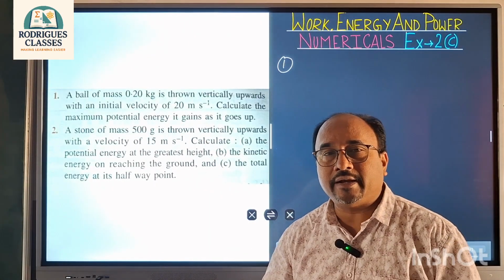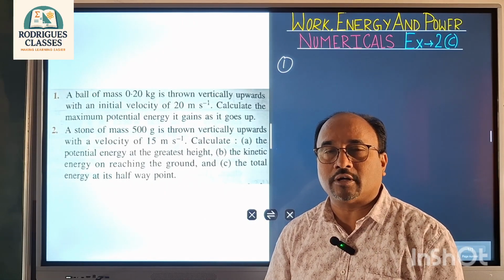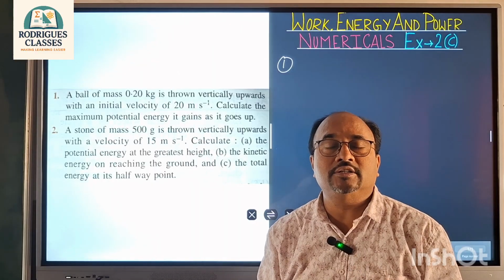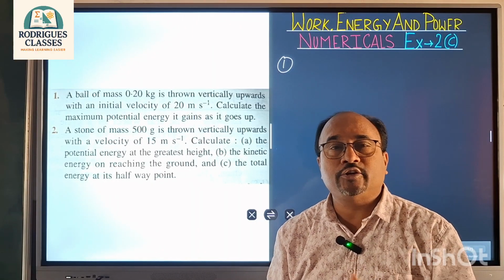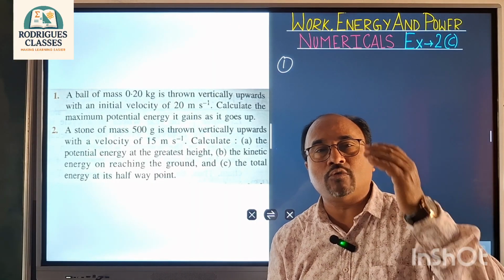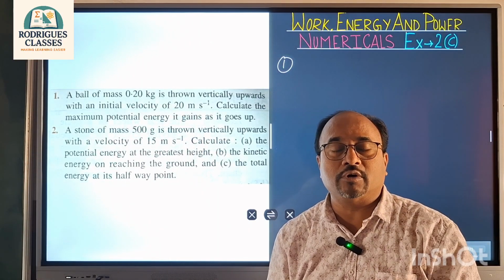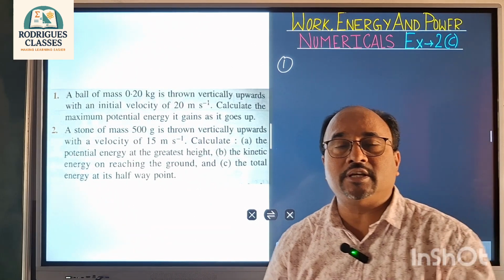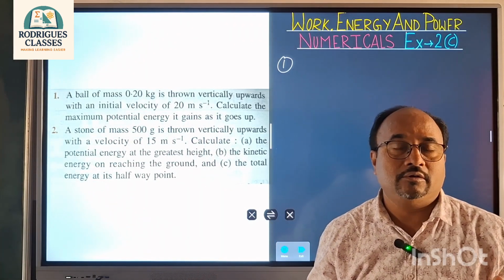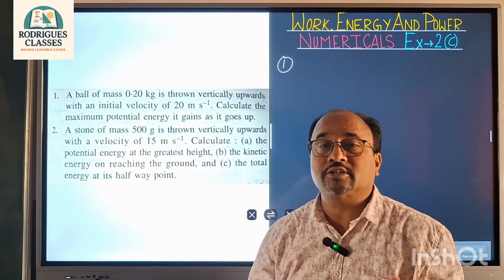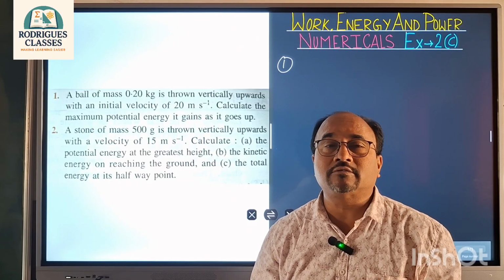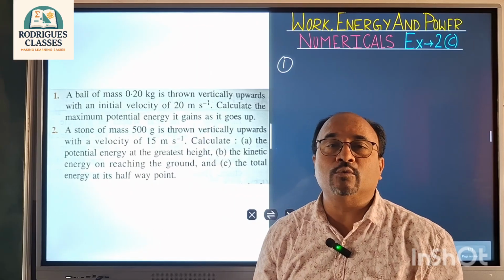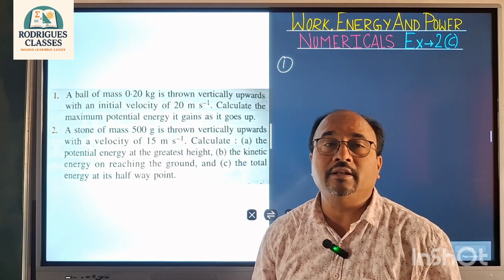That is, the kinetic energy at the bottom, if it is thrown upward, will be equal to the potential energy at the maximum height. And during its journey from down to up, or from the highest point to the ground, remember at any instant the total energy is going to remain the same. That is, the sum of kinetic and potential will remain the same. So with these concepts we'll be doing the third part. There are very few numericals here, so let us see it one by one, starting with numerical number 1.